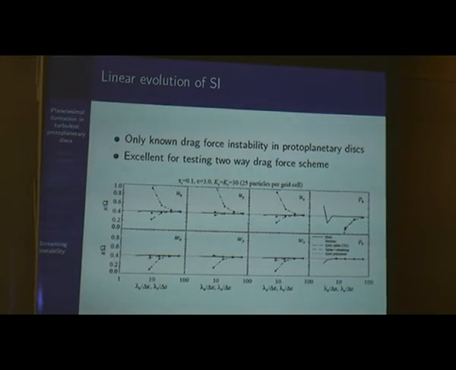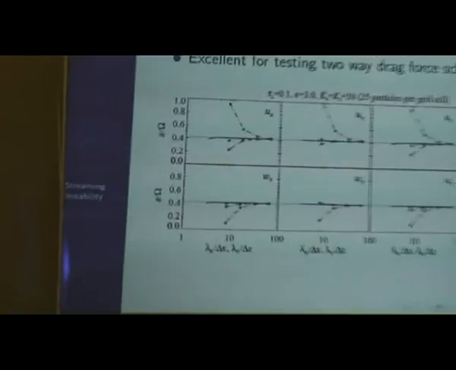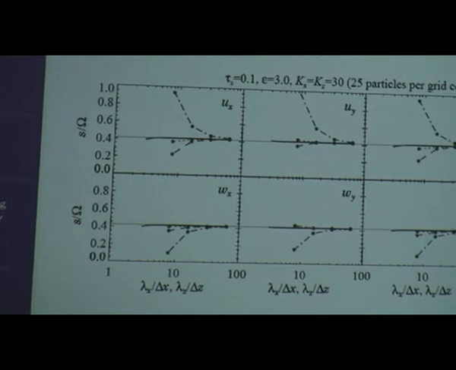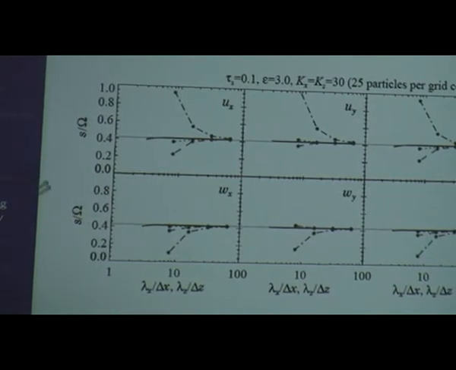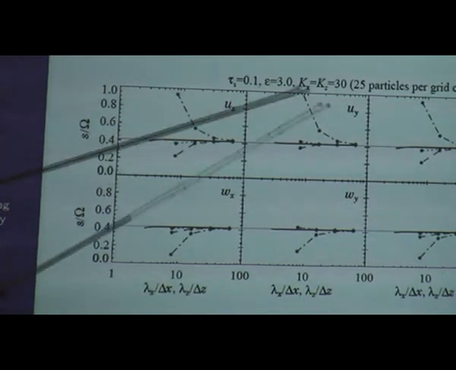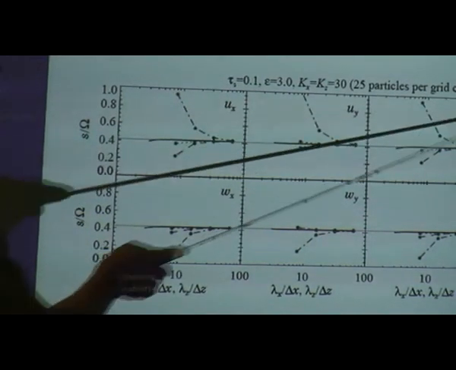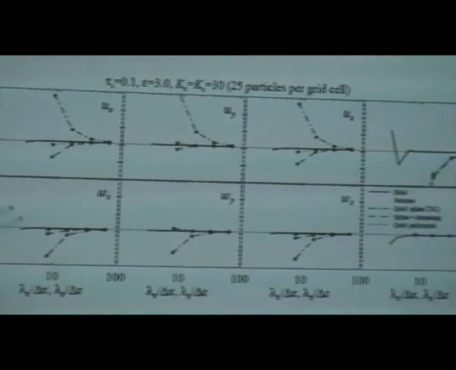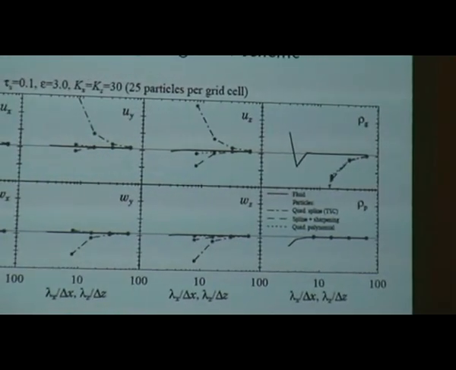Because once you know what the growth rate should be, you can also put in a linear mode with the right amplitude, and then you can check that the growth rate actually fits. This is something we did here. So we really checked the growth rate here for every single component: gas velocity x, y, z, gas density, particle velocity x, y, z, particle density. And the growth rate should in this case be 0.4.